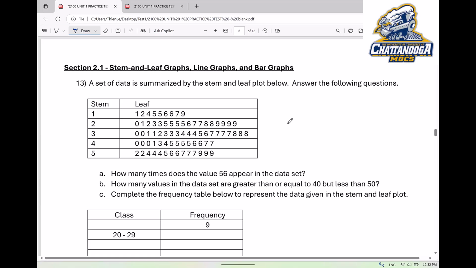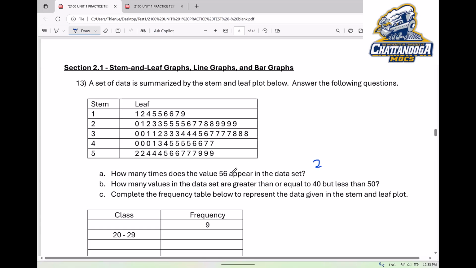Now let us look at the second chapter, practice problems. For 13, a set of data is summarized by the stem and leaf plot below. Answer the following questions. How many times does the value 56 appear in the data set? So 56, right? You just check the stem here, 5, and the leaf, which is 6. So we have 1, 2, right? 56 here and 56 here. So it will be 2, right?